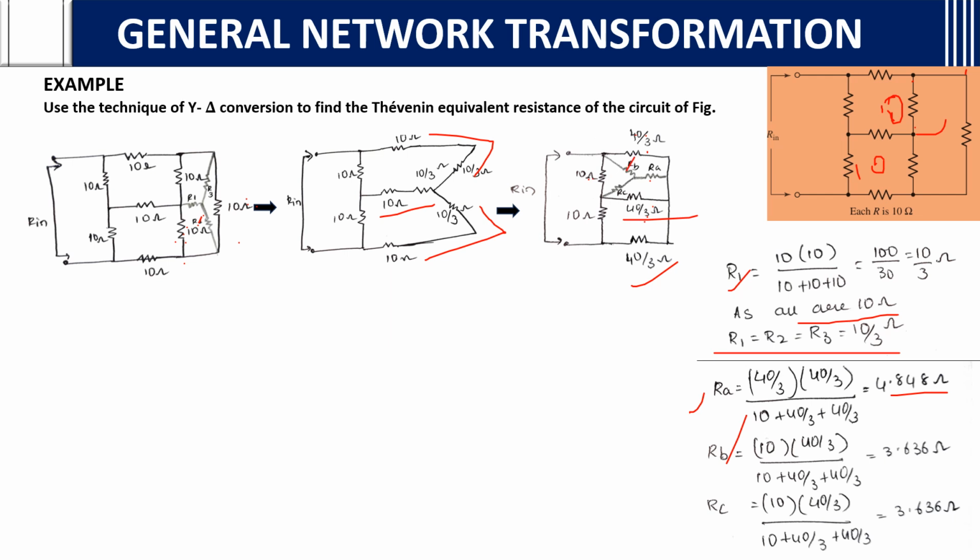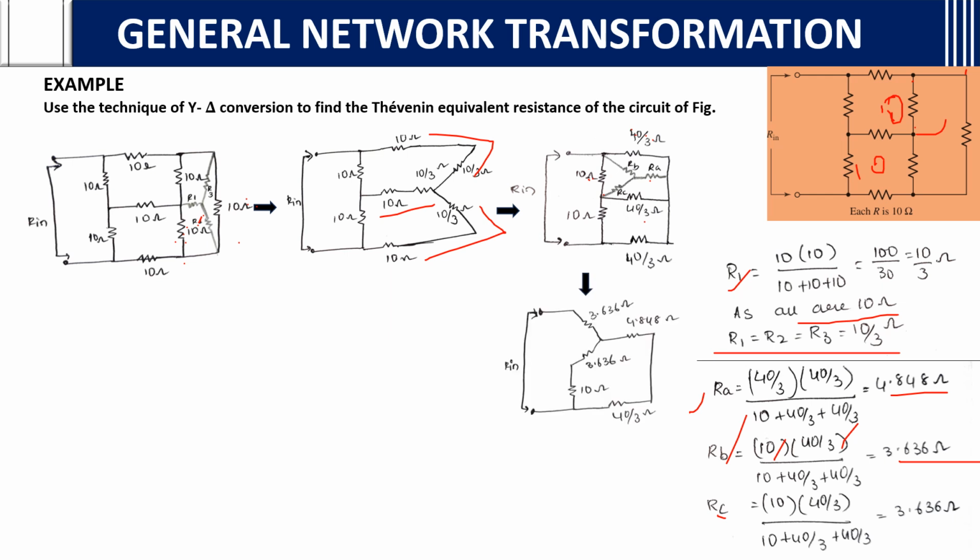RB's adjacent resistances are 10 and 40 by 3. 10 and 40 by 3 by 10 plus 40 by 3 plus 40 by 3, 3.636. For RC, in the same way, the adjacent resistances are 10 ohms and 40 by 3 ohms. You will take the product of those two, and by the same denominator, adding all the resistances, you will get 3.636 ohms.